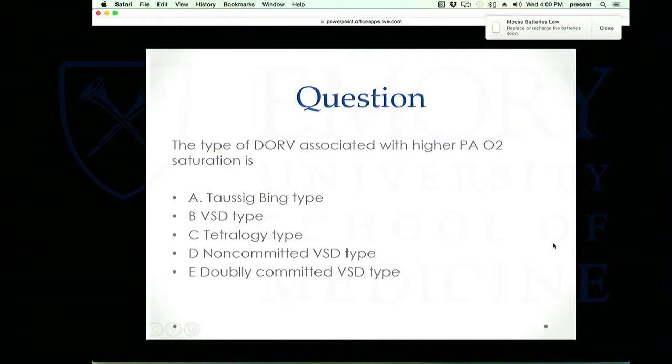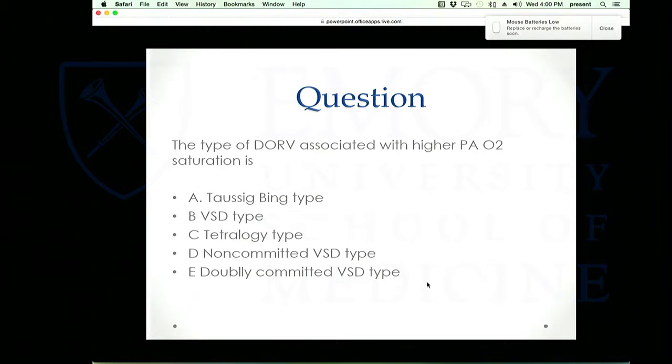But this one is supposed to show the uncommitted, and essentially it's like a muscular VSD that's very far away, and this is less than 10% of the cases, and it's very distant. And potentially they may need a pulmonary artery band or a shunt, depending on the flow.